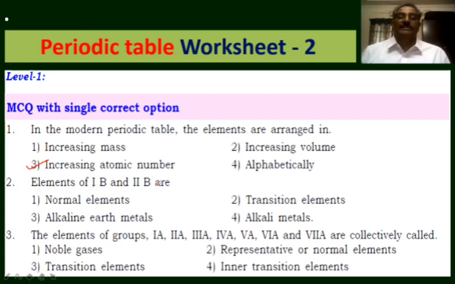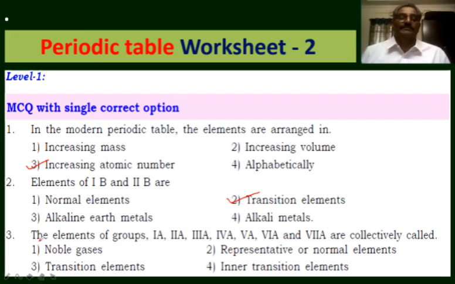Elements of first B and second B groups are dash. The first B and second B subgroup elements: all the B subgroup elements are the transition elements. The A subgroup elements are normal elements and B subgroup elements are transition elements. So second option is the right option. 1A group elements are alkali metals and 2A group elements are called alkaline earth metals. So what is the correct option here?